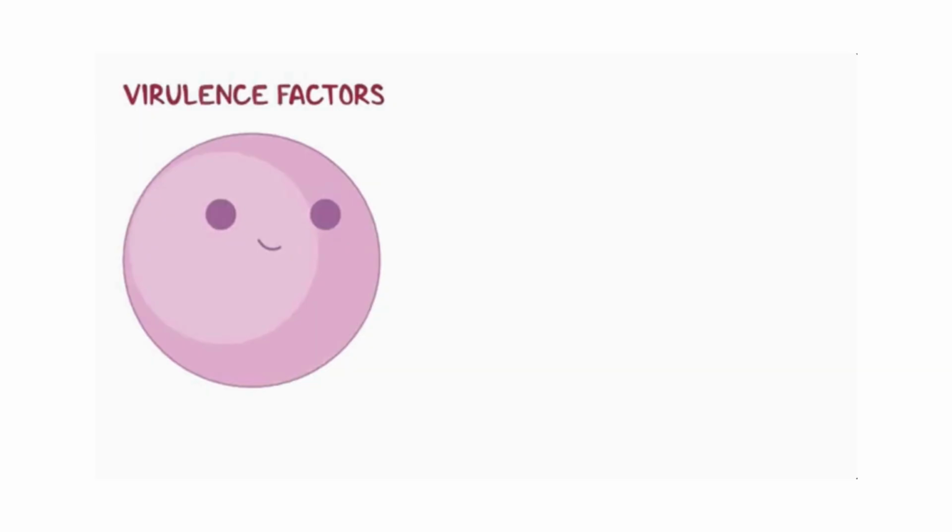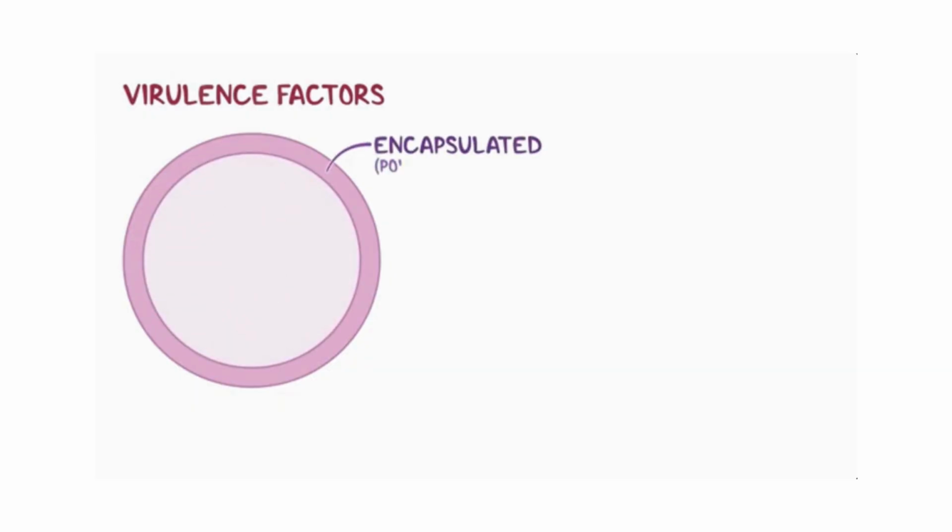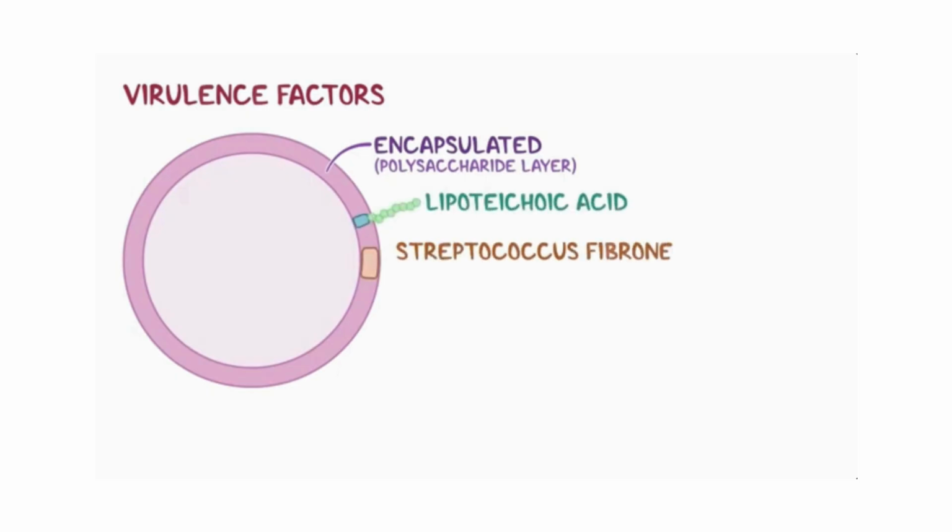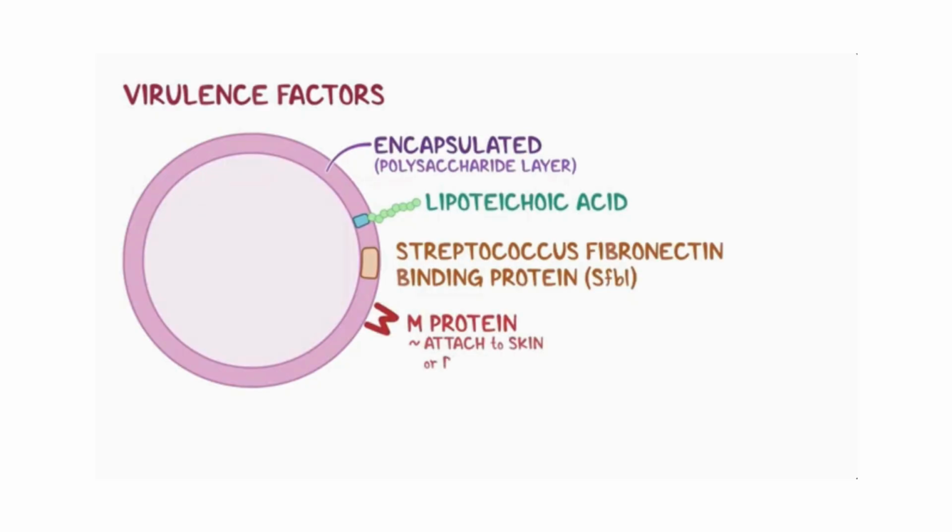Now, strep pyogenes has a number of virulence factors that are like assault weaponry that help it attack and destroy the host cells and evade the immune system. So first, strep pyogenes is encapsulated, meaning it's covered by a polysaccharide layer called a capsule. And on the capsule, there are adherence proteins such as lipoteichoic acid, Streptococcus fibronectin binding protein, or SFBP for short, and M protein, which helps strep pyogenes attach to the host cells, like those in the skin or the pharyngeal mucosa.